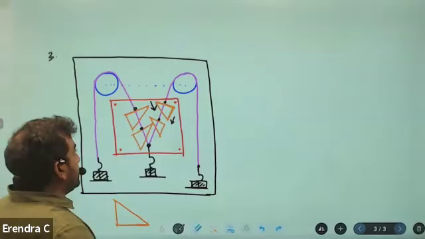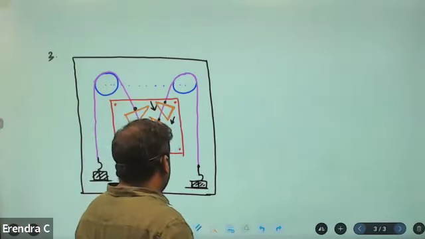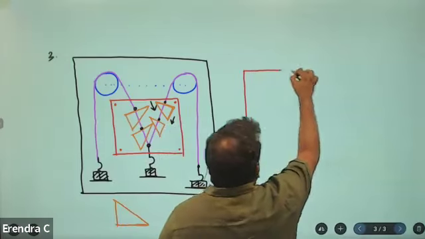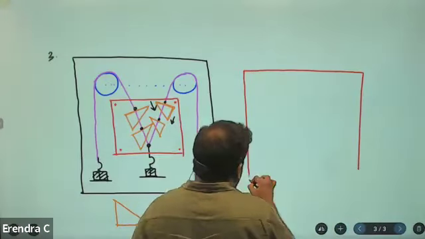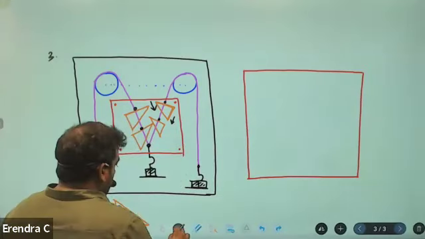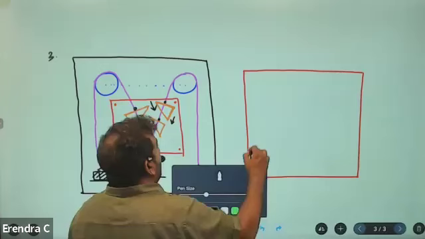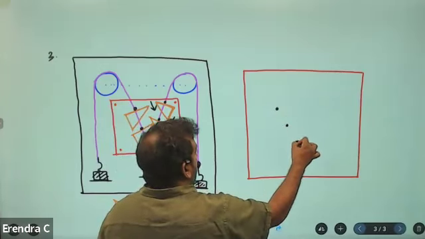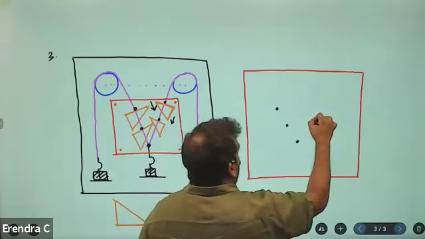Then what you do is remove the piece of paper. Here you go. This is your piece of paper. On your piece of paper, you will have dots like this. Two dots there, that's the dot there. Then there are two dots here.